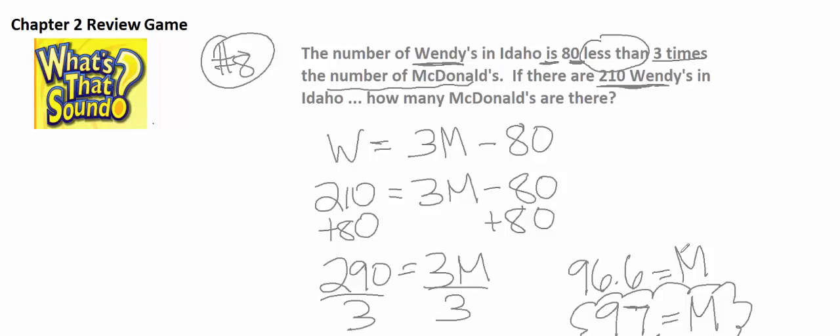Okay, nice work. There's going to be one like that on our Chapter 2 Celebration of Knowledge. Let's do the What's That Sound? Okay, here's number 8. Write it down. Good luck.